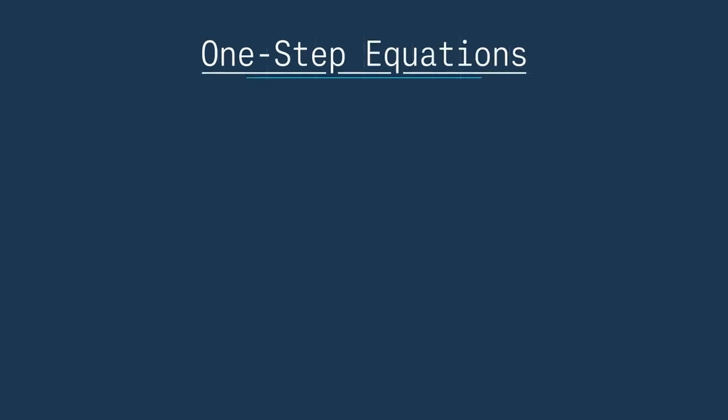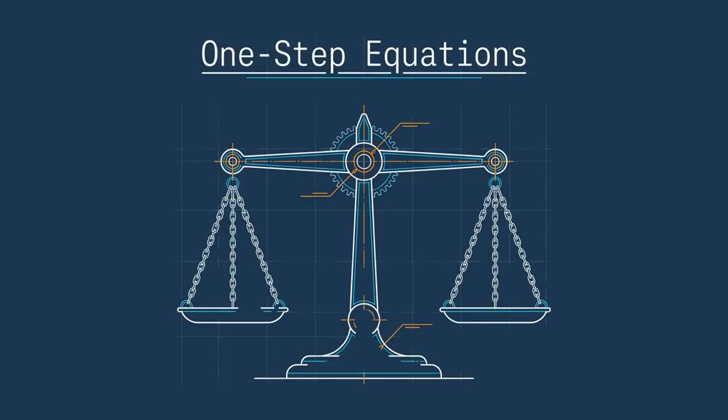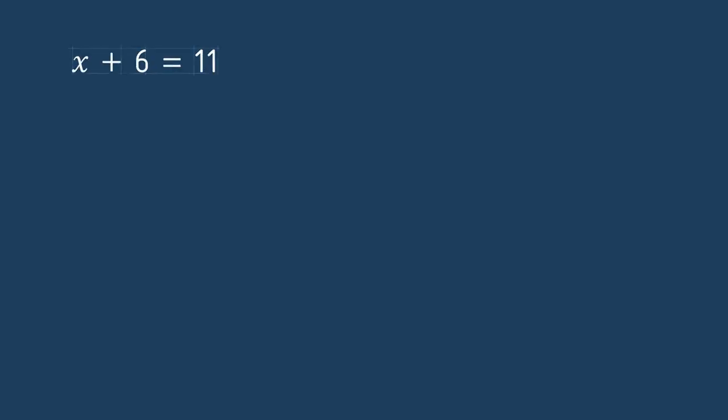Today we're solving one-step equations. The big idea is balance. Whatever we do to one side of an equation, we do to the other side. First example, x plus 6 equals 11.